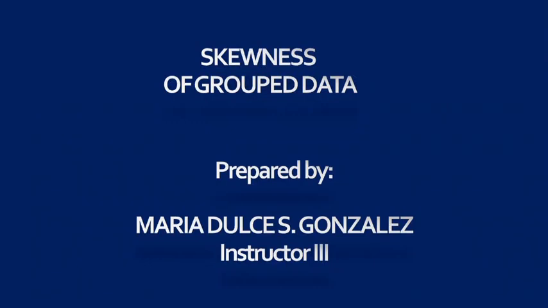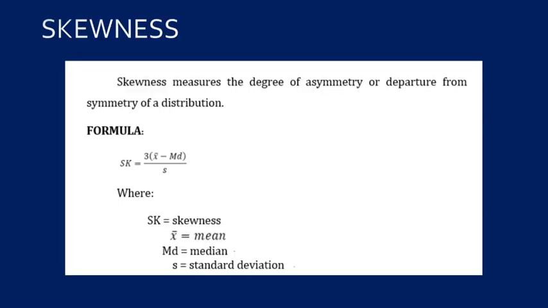In this video, we're going to show how to solve for the skewness of grouped data. So what is skewness? It measures the degree of asymmetry or departure from symmetry of a distribution. The formula for the skewness is Sk is equal to 3 times quantity bar x minus md over s, where Sk is the skewness, bar x is the mean, md is the median, and s is the standard deviation.